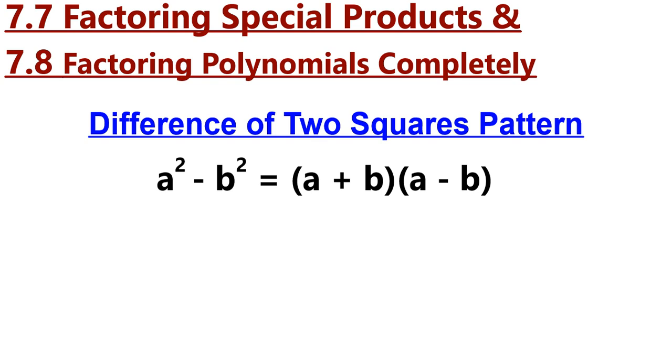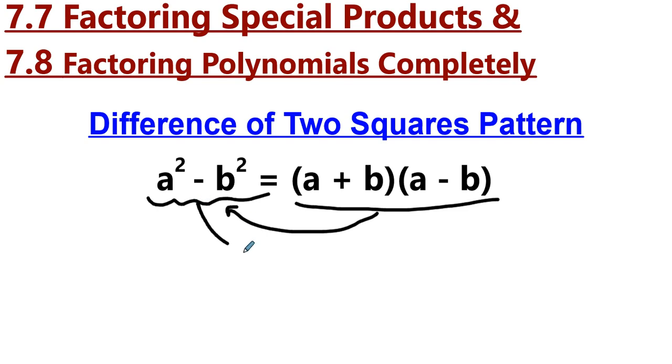All right, welcome back. So this is two sections combined into one, 7.7 factoring special products and 7.8 factoring polynomials completely. So remember back when we learned about multiplying binomials together in class with FOIL, first, outside, inside, last. Now this pattern is back, the difference of two squares pattern, and now we're going to use it the other way. Instead of starting with the two binomials and multiplying them together to get a squared minus b squared, we're going to start with a squared minus b squared and factor it into the quantity a plus b times the quantity a minus b. So you've seen this pattern before, we're just applying it in a different way.